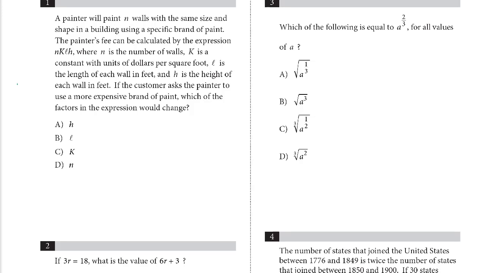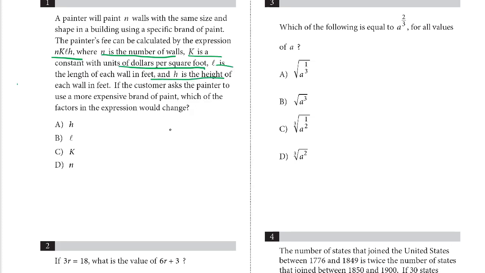Okay, number one. A painter will paint N walls. They all have the same size and shape, so they have the same length and width, in a specific brand of paint. The painter's fee can be calculated by the expression N times K L H, where N is the number of walls, K is a constant with units of dollars per square foot, L is the length, and H is the height.